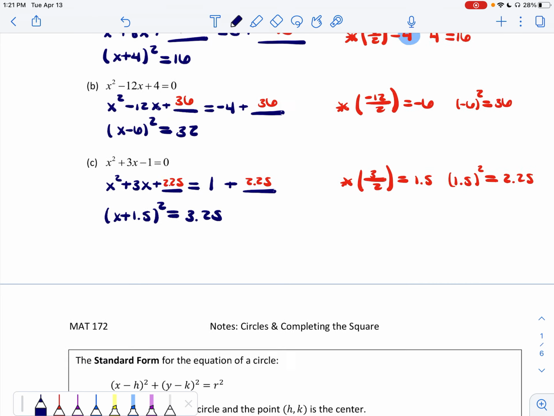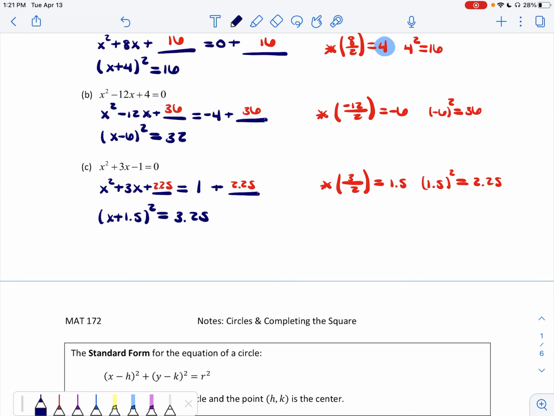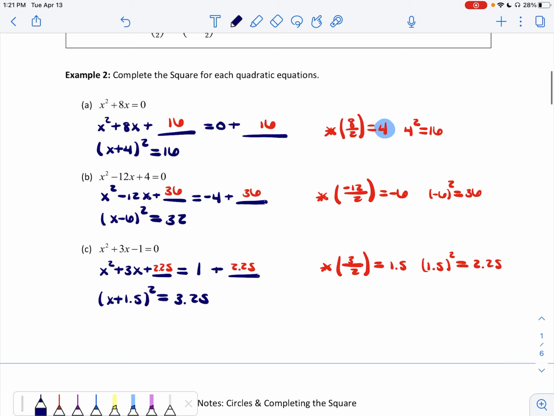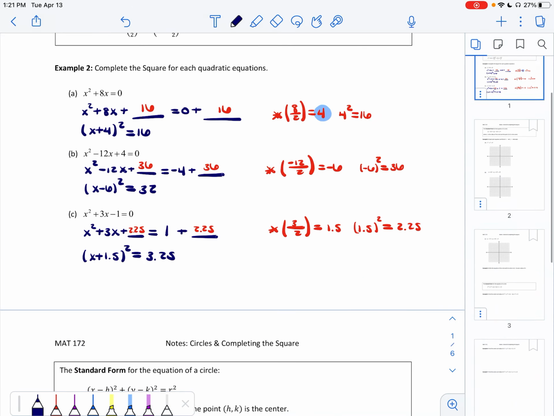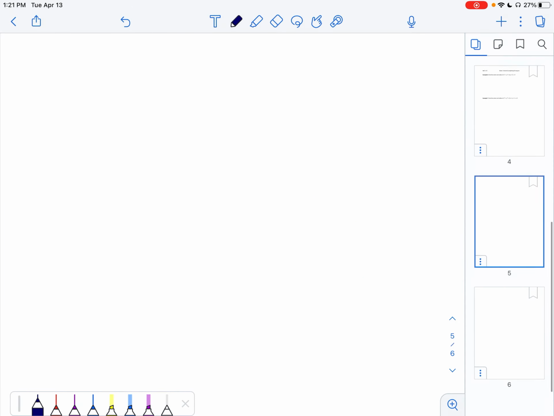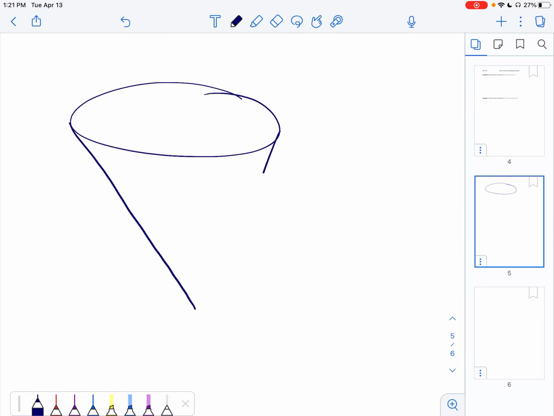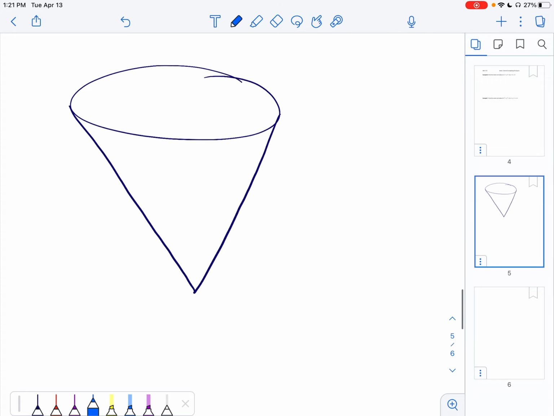Okay. All right, guys, so that is the basic idea behind completing the square. So in the rest of this unit, we're going to use this idea when we're looking at conics. So when I say conics, what I mean is if we're looking at a cone, okay, you can take different cross sections of the cone to get different shapes out of it.